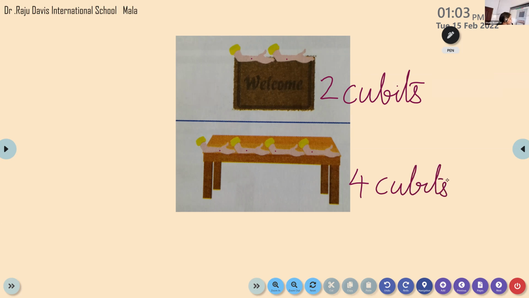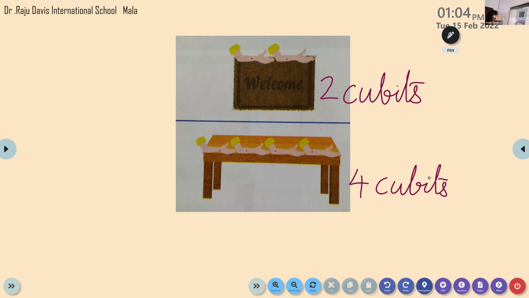This cubit is also a non-standard unit of measurement because it is also a body part. So my length is different from your length, or your length will be different from your friends. So this is also a non-standard unit of measurement. It is a body part. Different people will get a different number.